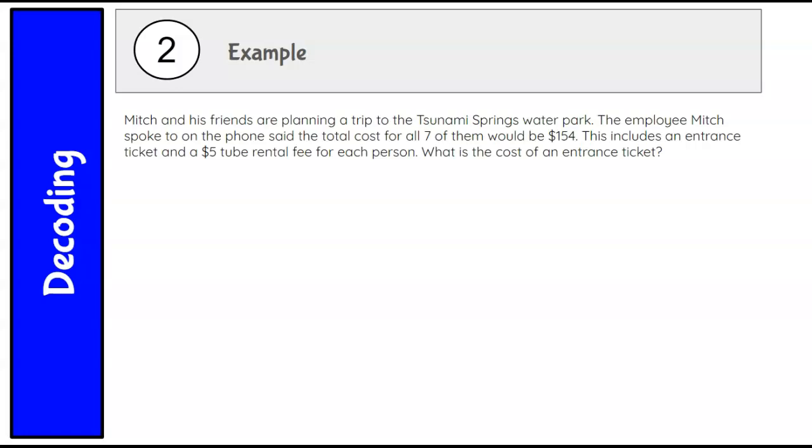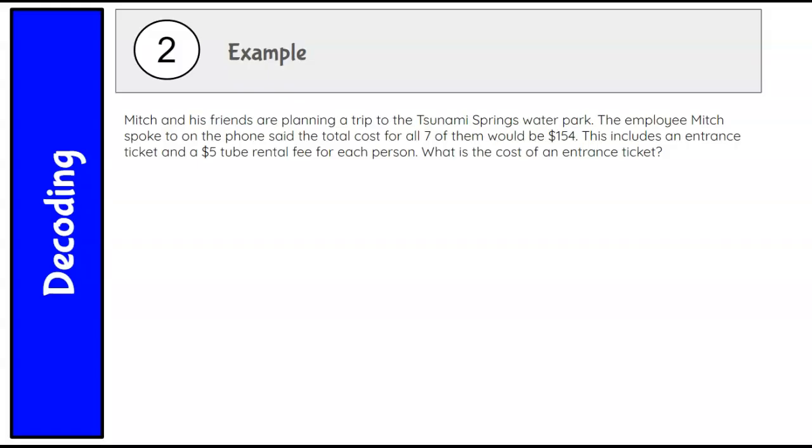Now notice, it doesn't say that you need to set up an equation here, but an equation would really help you to solve this. So each person is going to pay an entrance ticket fee, which we don't know. That's what it says. What is the cost of the entrance ticket? I don't know that, so that's going to be my variable. It doesn't tell me what the variable is going to be, so let's say it's an E for entrance ticket.